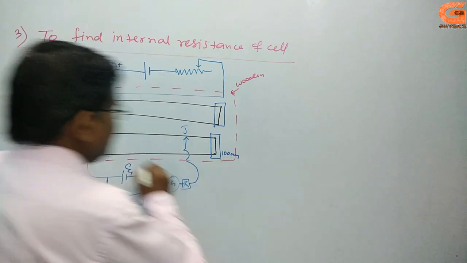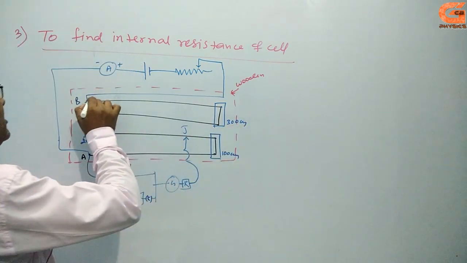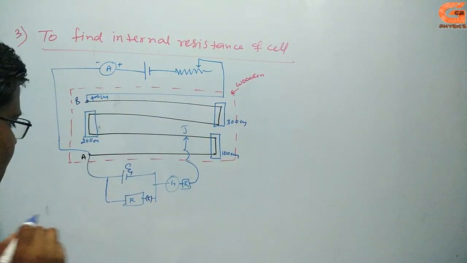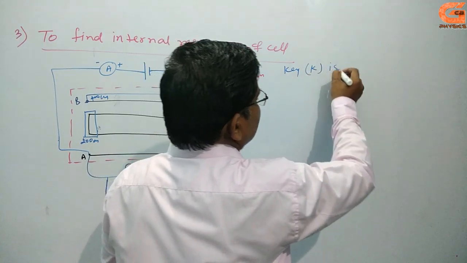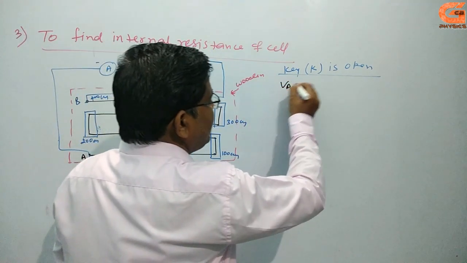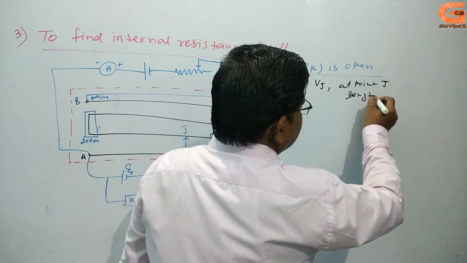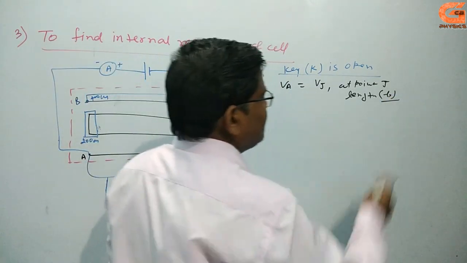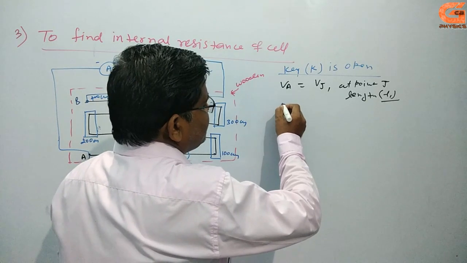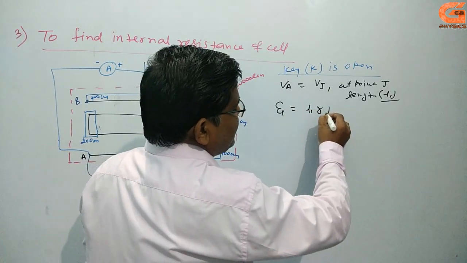Here is 100 centimeter, here is 200 centimeter, here is 300 centimeter, and here is 400 centimeter. If you count from here, 100, 200, 300, and it is 400. First of all, key K is open, it is not connected. Then the potential difference between A and J, at point J, where the length is L, suppose we consider L1. At this stage the EMF is equal to L1 R into I, equation number 1.